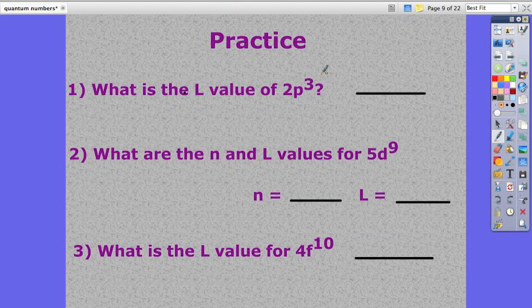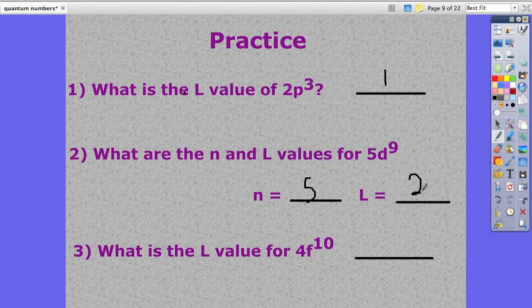So practice by looking at that table. p equals 1, 5d9. The principal quantum number would be 5. The d is going to have an L value of 2, just by looking at that table.